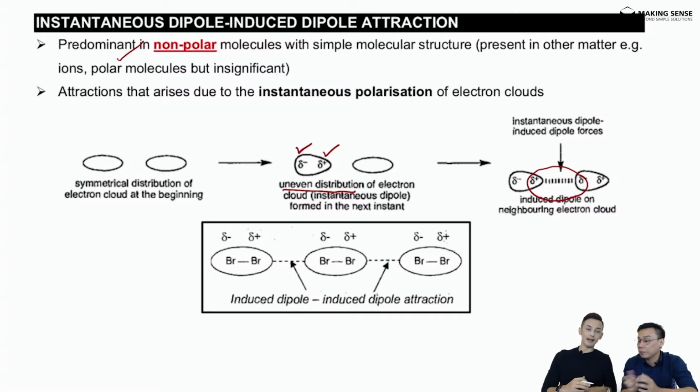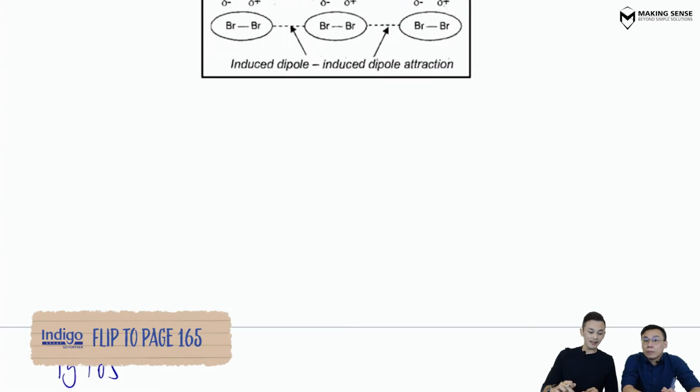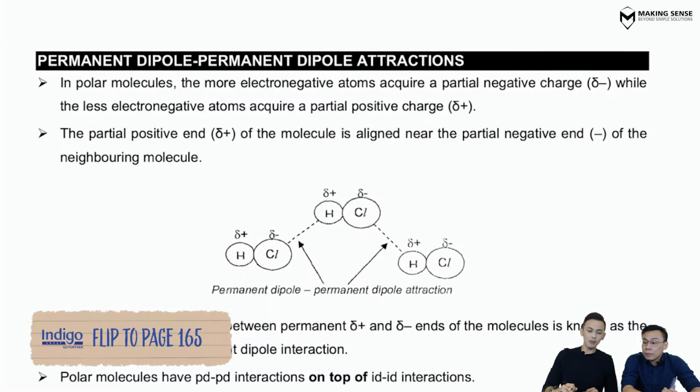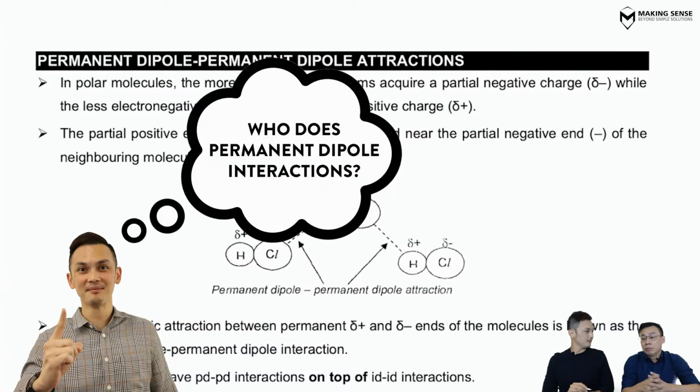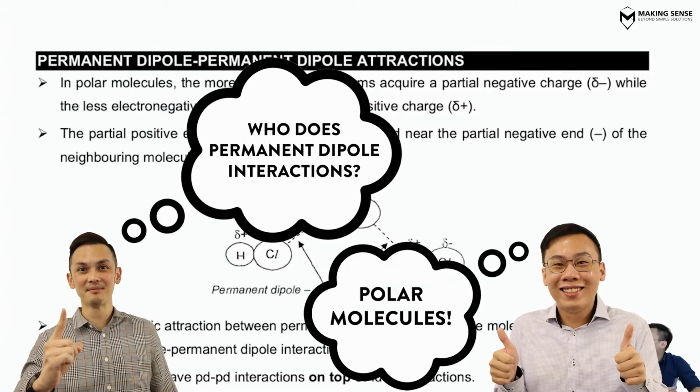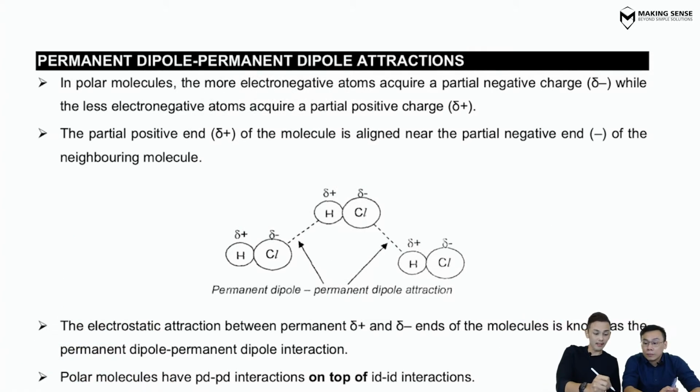Now if we compare ID-ID against PD-PD, the main difference is who does PD-PD interactions with. If you see the name, it's a permanent dipole, so the dipole is always there, so it must be for polar molecules, right? Yes, you're right. So if you have molecules that are polar in nature, the predominant interaction is going to be permanent dipole.